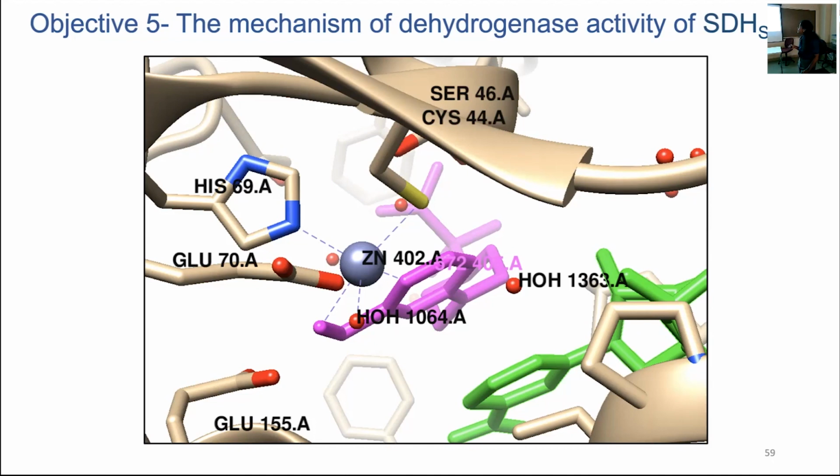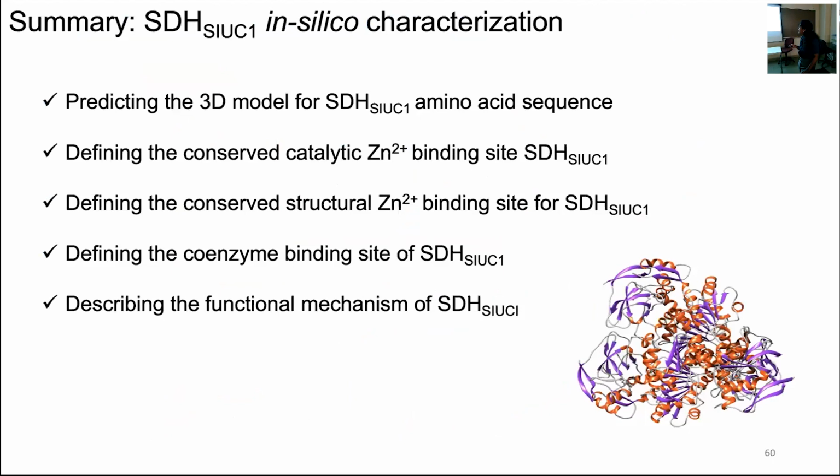So this is a summary of the in silico characterization of the enzyme. We have predicted a 3D model for STH-SiUC1, and we have described the catalytic zinc binding site as well as the structural zinc binding site and the coenzyme or cofactor binding site. And we also proposed a functional mechanism for STH-SiUC1 activity.